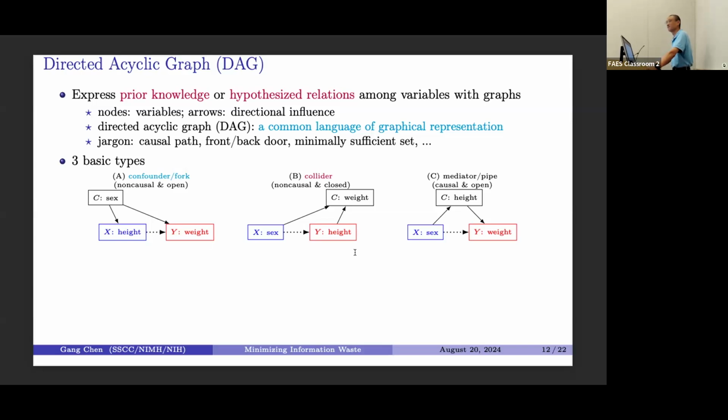The second case, what do you think of the second case? Should we include weight as a covariate when we compare body height between males and females? What do you think, based on your intuition? Yes? Raise your hand if you say yes. No? Everybody thinks we should not?